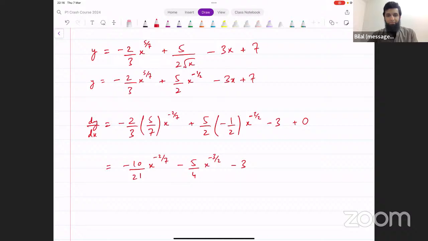Sir, won't we add plus c at the end? No, that's for integration. We don't have to do that in differentiation. Okay, sir. That happens in integration.